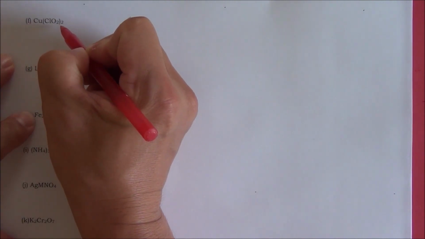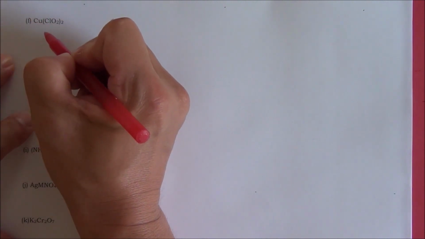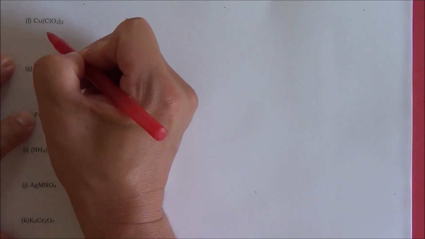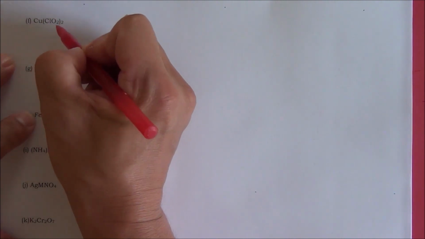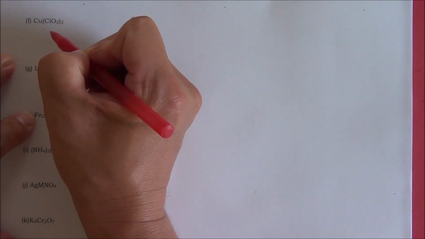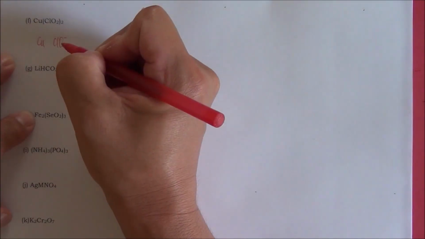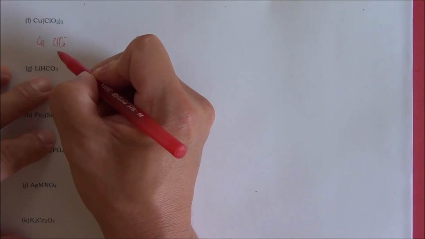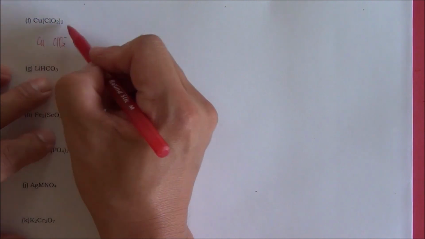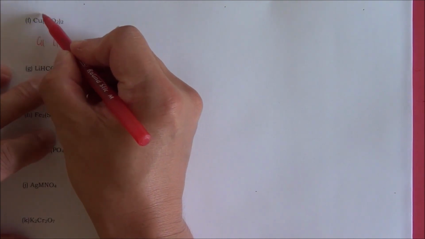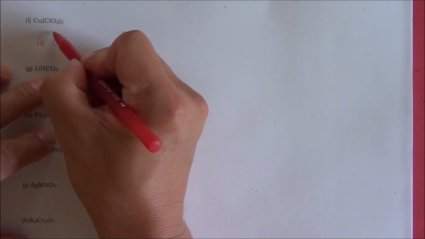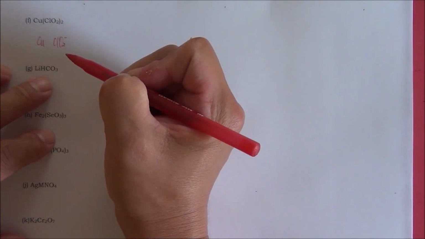F, Cu(ClO2)2. This is also an ionic compound. The cation is in the front. The anion is at the end. As I mentioned earlier, within a parenthesis, generally it is a polyatomic ion. If you remember the most common polyatomic ions, when you read this formula, you may immediately recognize that ClO2- is the anion for this compound.